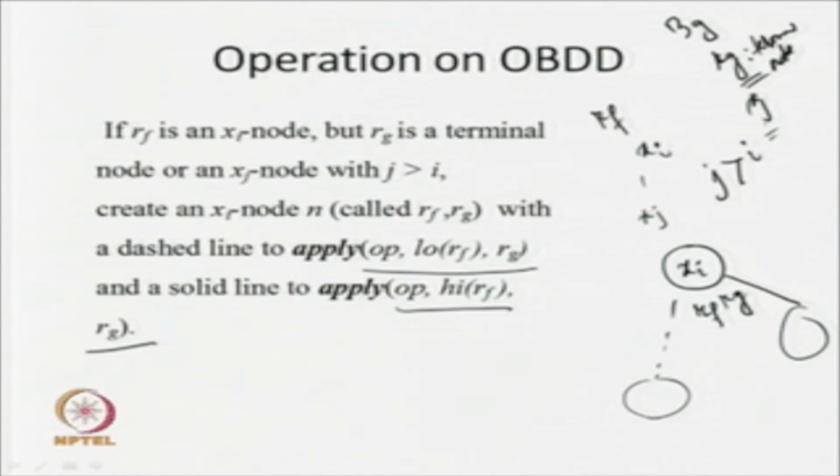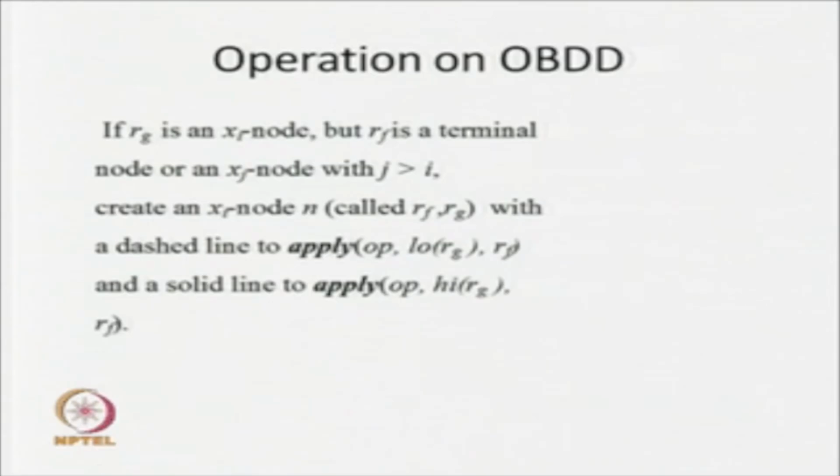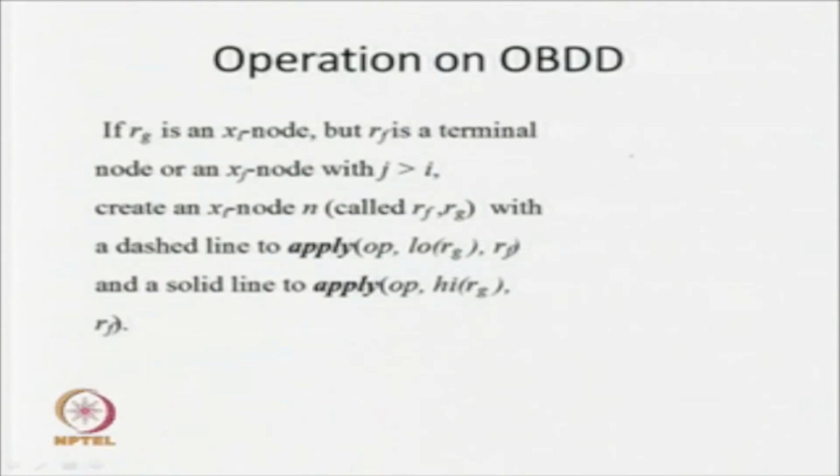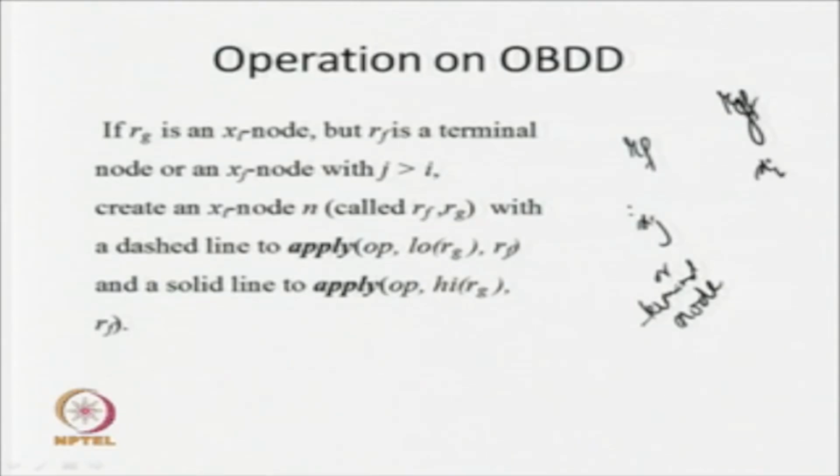So, this is the second scenario, and the third scenario is when I am saying that RG is the xi node, but RF is a terminal node or an xj node where j is greater than i. So, if you see, this is symmetric to this particular condition, but now the situation is different. What we are saying is that RF is an xj node or terminal node, and RG is an xi node, and here it says that j is greater than i.